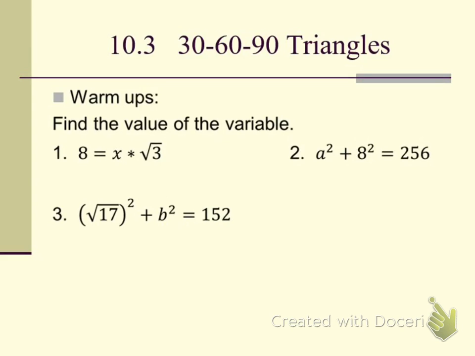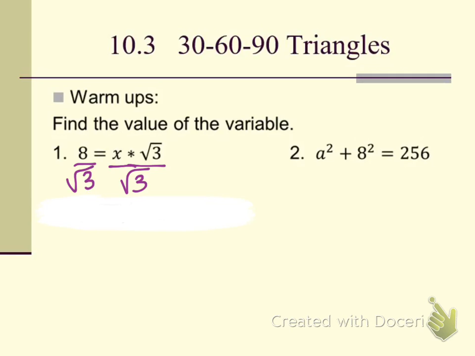On number 1, this asterisk in the middle here, it means we're multiplying. So how do we undo multiplication? Division. We are going to divide both sides by the square root of 3. But last week we talked about we do not want a radical in the denominator. So we're left with x equals 8 over the square root of 3. But what am I going to multiply top and bottom by to get rid of that radical? Good. Radical 3 over radical 3.